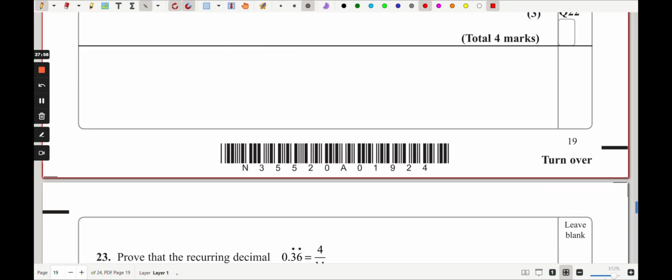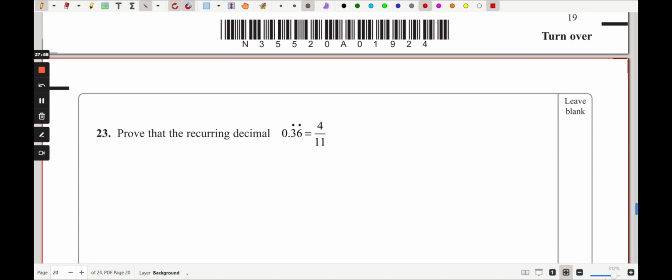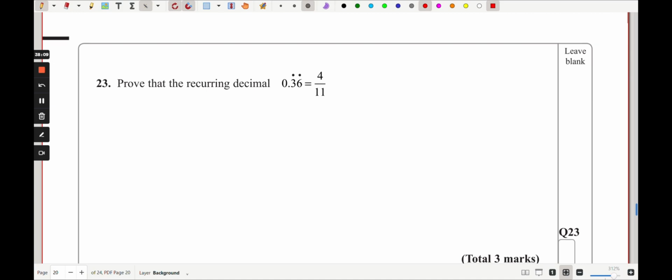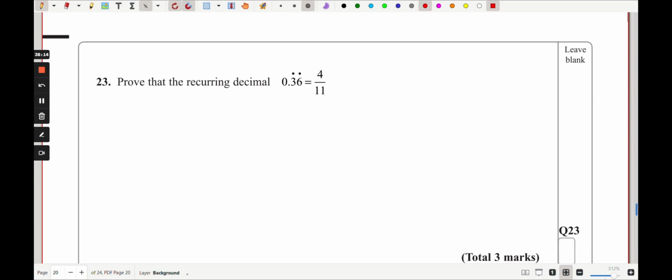Now question 23. In question 23, prove that the recurring decimal 0.36 repeating equals 4 over 11. So in this question, we'll go step by step, changing a recurring decimal to a fraction. So first of all, x equals 0.36, repeating 36.